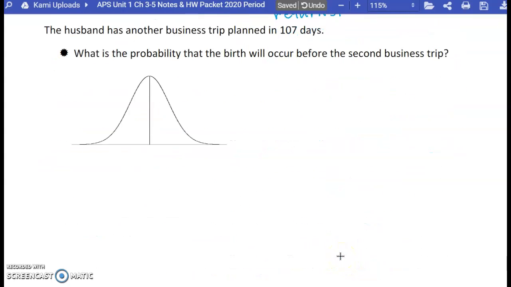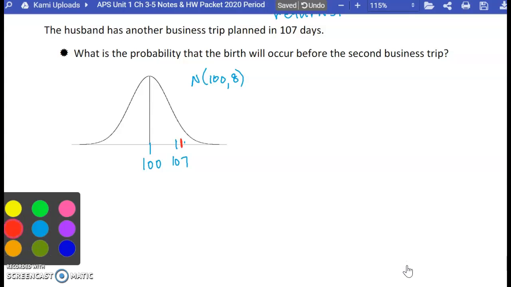So let's say the husband has another business trip planned in 107 days. What's the probability that the birth will occur before the second business trip? So again, we have 100. We have 107 sitting out here. One standard deviation is 8. So if I want to think about where that is, that would be right here, about 108. So we're just less than one standard deviation above the mean.